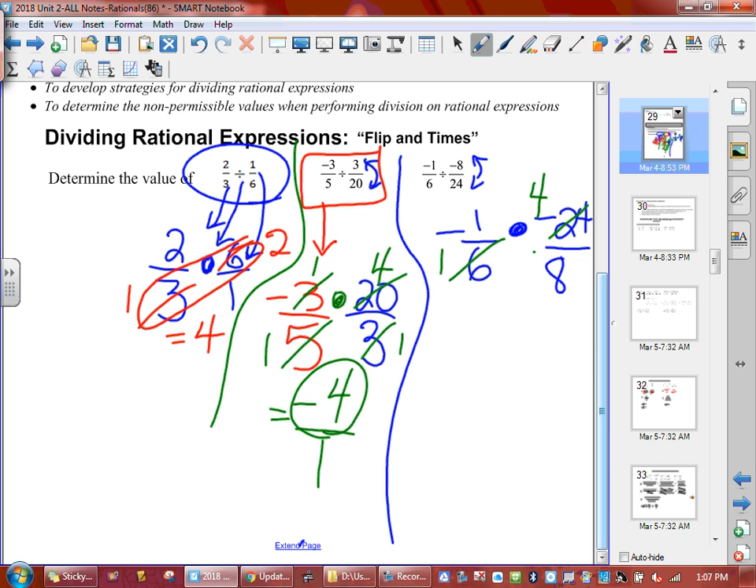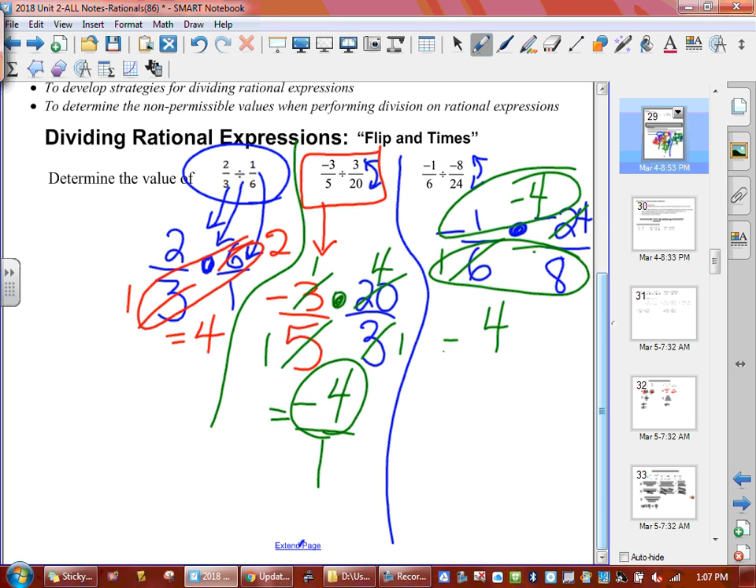Now, we're going to multiply our top to top, bottom to bottom. So these two multiply, and these two multiply. So I have a negative 4 times a negative 1 gives me a positive 4. And on the bottom, I keep 1 times 8 is 8. Now we're just going to reduce the fraction. So it's going to become 1 over 2. Okay? So that's straight up dividing.